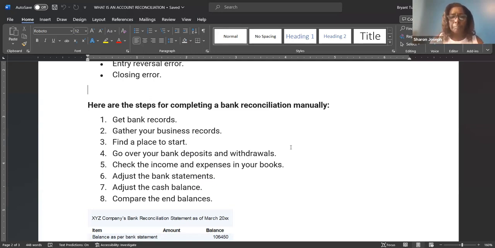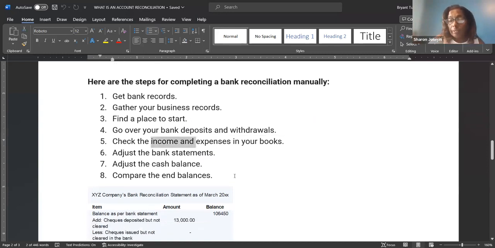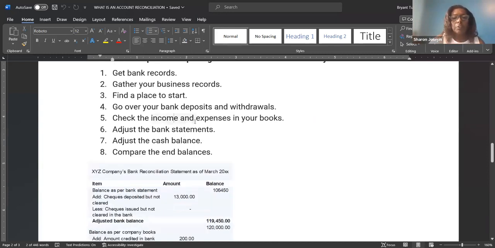Then you go to your books and you're looking at your income and expenses. Are all of your invoices recorded? And you would know that if you got cash in for the month and you don't see an invoice in the books, you know that something was missed that way. Then you adjust the bank statement, you adjust the cash balances, and then you compare the balances.